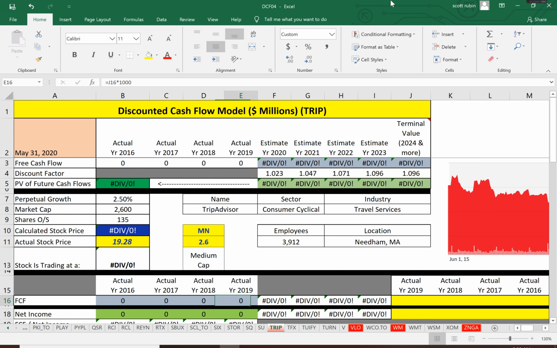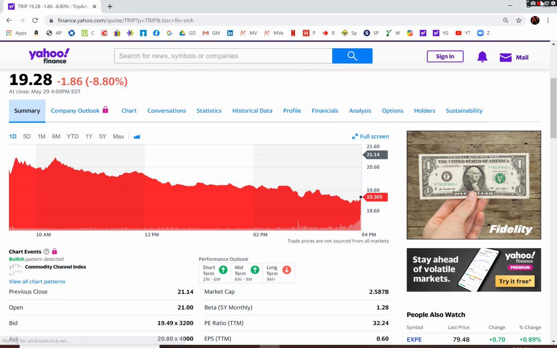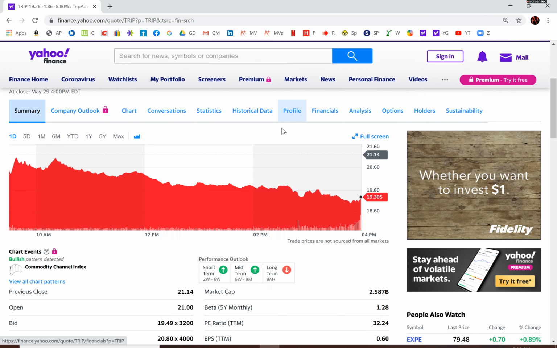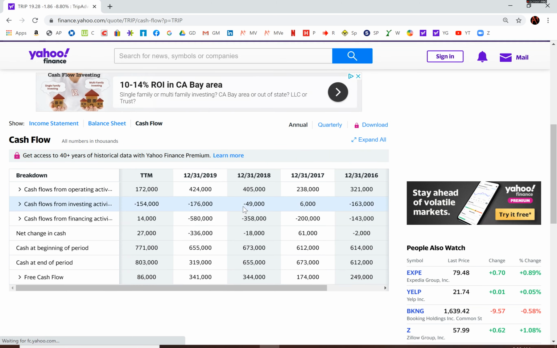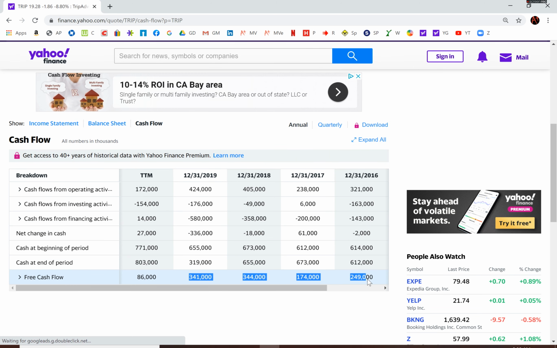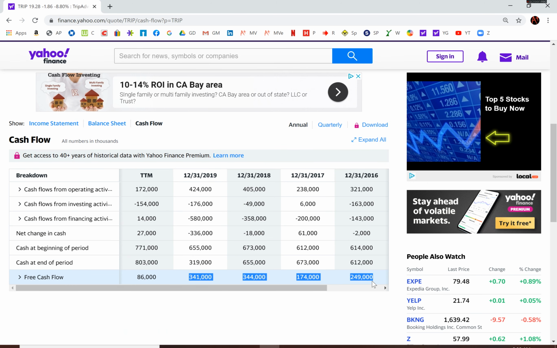Next, we need to calculate the future free cash flow. And the best way to calculate the stock price for a company is to estimate future free cash flow and then discount those amounts back to today's dollars. And that's what we're doing in the video today.